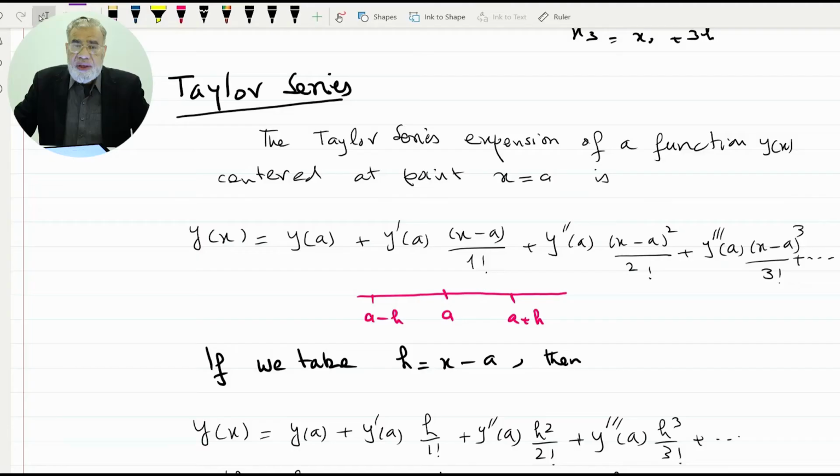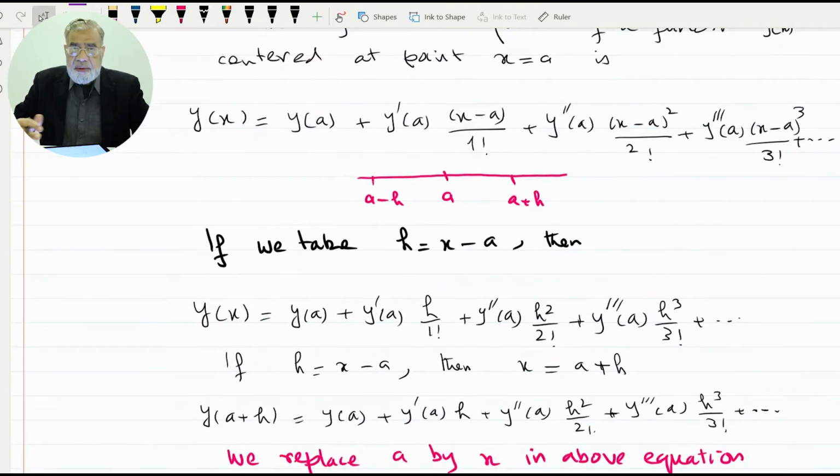As I told in the introduction, the Taylor series is the main key point in our whole discussion of numerical methods. We have the Taylor series for any function y = y(x) at the point x equal to a. We say y(x) is equal to y(a) plus y'(a)(x minus a)/1 factorial, plus y''(a)(x minus a)^2/2 factorial, plus y'''(a)(x minus a)^3/3 factorial, and so on, with (x minus a)^4, (x minus a)^5, up to (x minus a)^n. We take all other terms.